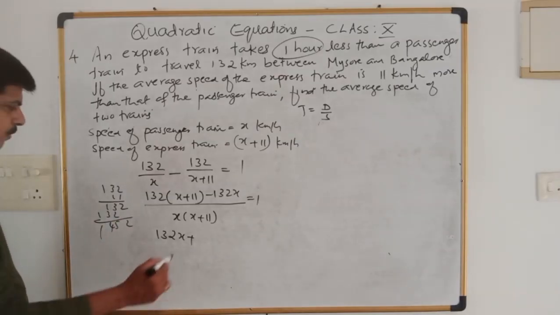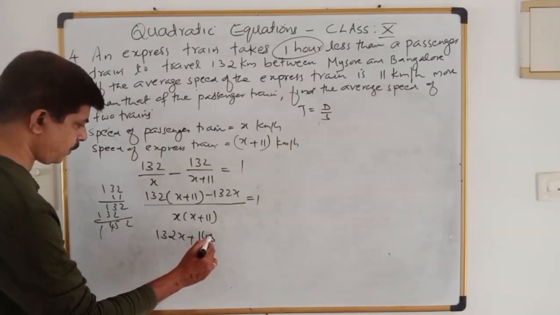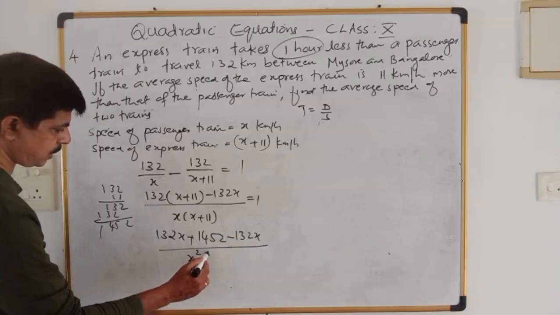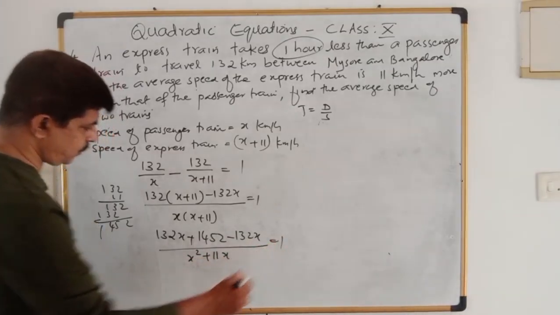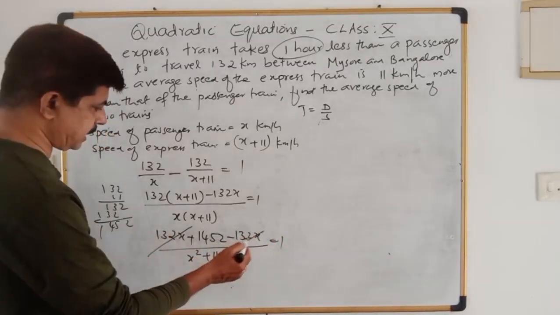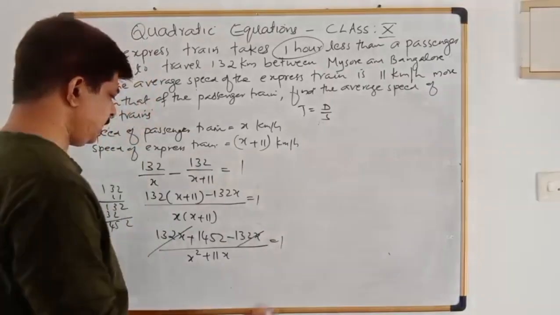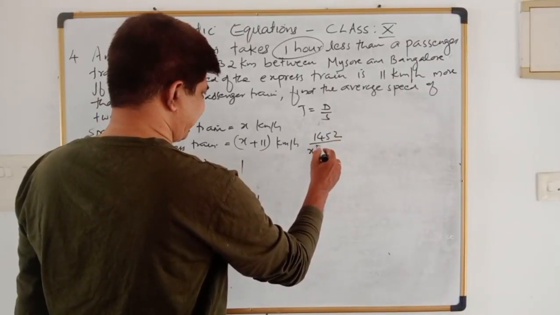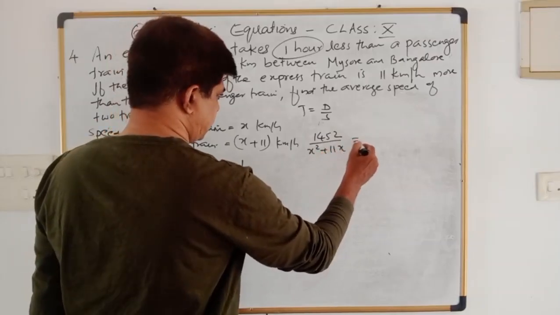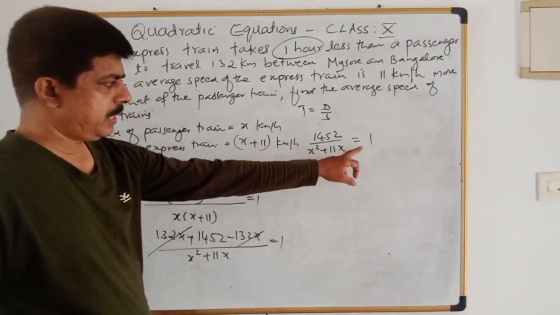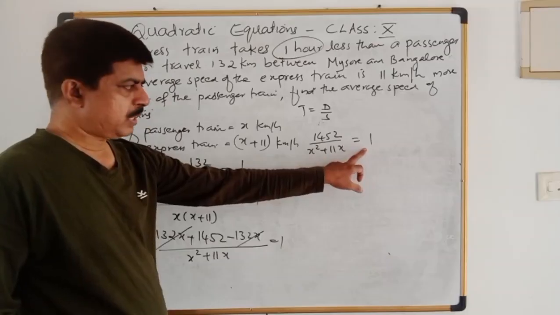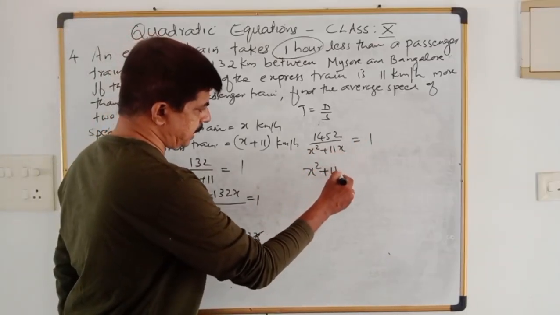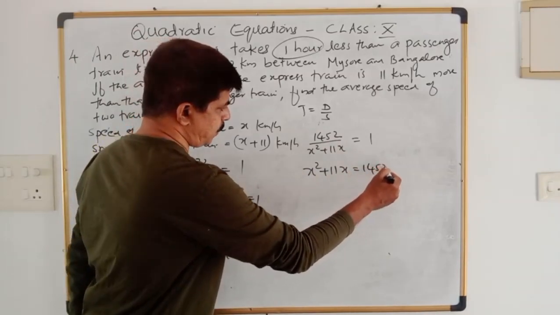We are getting 1452. Okay, 1452 minus 132x by x square plus 11x is equal to 1. So 132x is cancelled. So we are getting 1452 divided by x square plus 11x is equal to 1. So what will be the next step? Cross multiply. So x square plus 11x is equal to 1452.